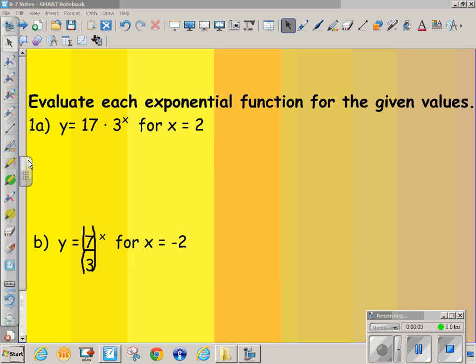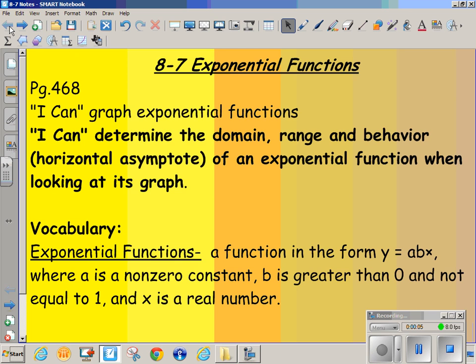Hello, 8th grade algebra. Today we're going to be working with exponential functions. Specifically today, our I can is graph exponential functions. You will move on to the second I can in your next video, which is going to deal more with the domain and range and with the asymptotes. But for today, we're just going to concentrate on using a table of values to graph an exponential function.